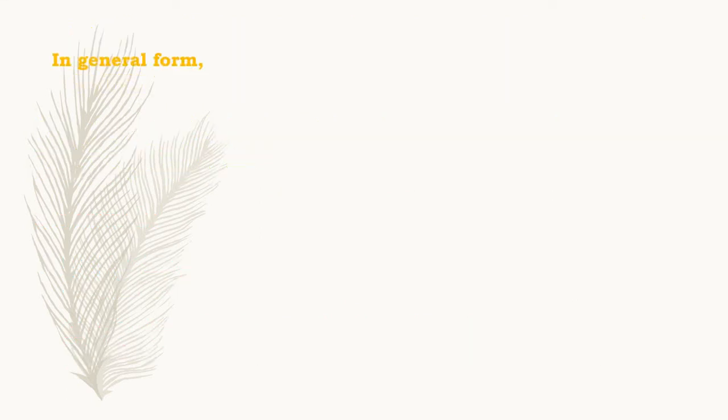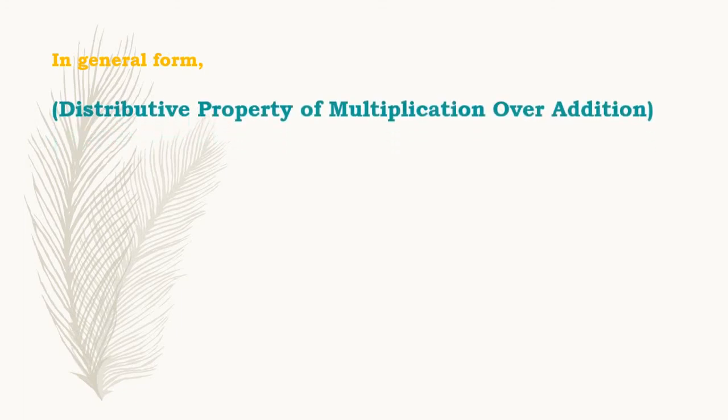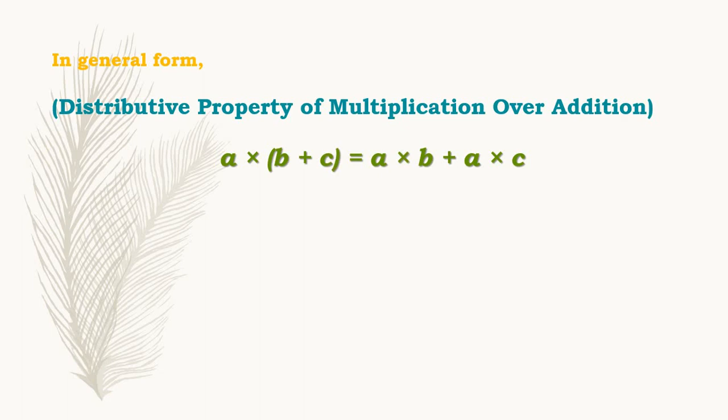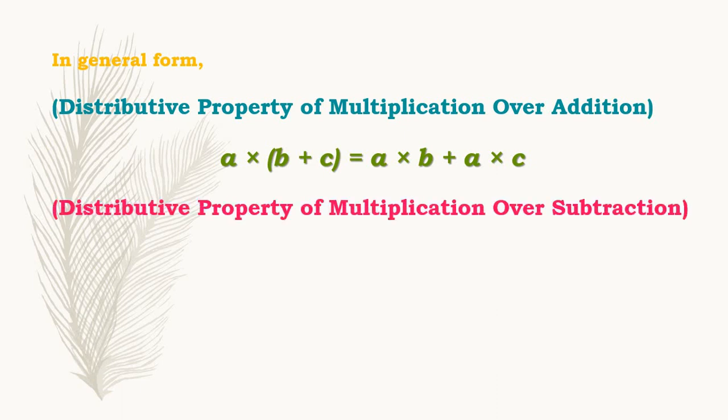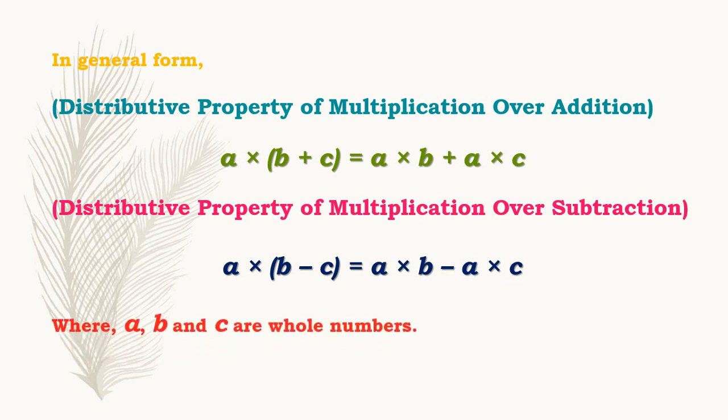In general form, for distributive property of multiplication over addition, A into, in bracket, B plus C is equal to A into B plus A into C. And for distributive property of multiplication over subtraction, A into, in bracket, B minus C is equal to A into B minus A into C, where A, B and C are whole numbers.